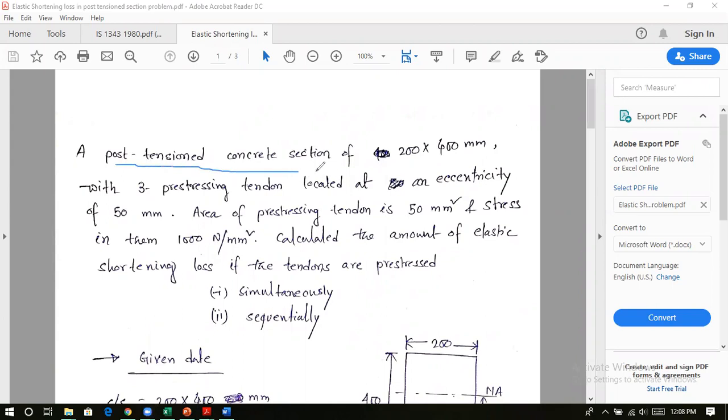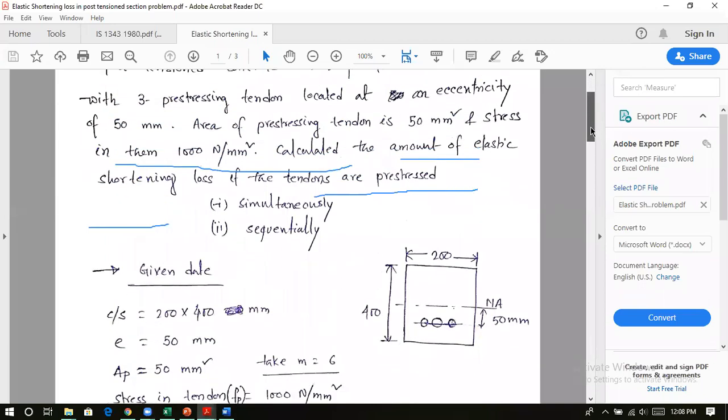A post-tension concrete section of 200 by 400 mm with three pre-stressing tendons located at an eccentricity of 50 mm is given. Okay. So a cross section of 200 by 400 is given, with three pre-stressing tendons at an eccentricity of 50 mm.